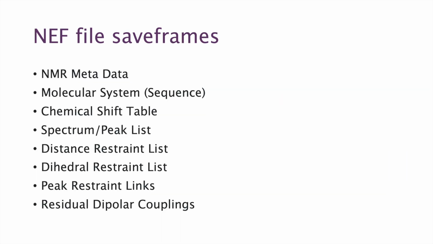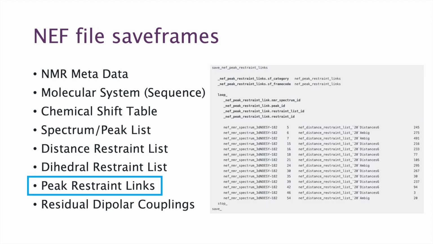A number of save frames have been defined for NEF. Most are fairly self-explanatory and centred around the structure calculation process. The peak restraint links save frame is perhaps more unusual. It allows the link between a peak and the restraint generated from it to be maintained.